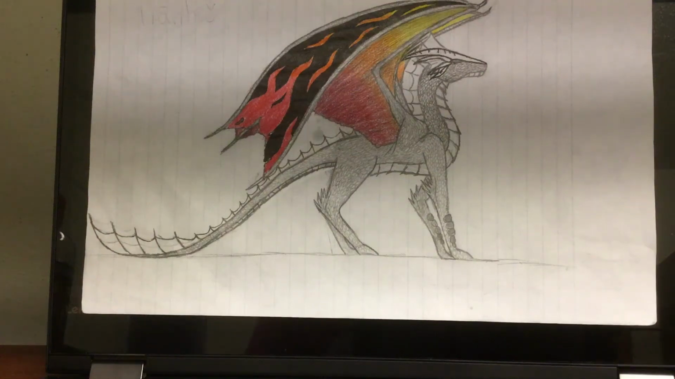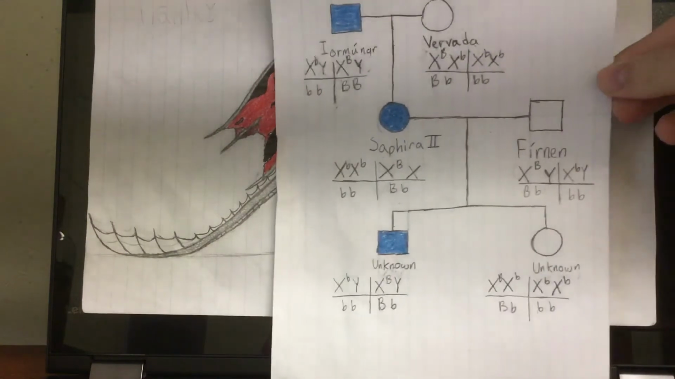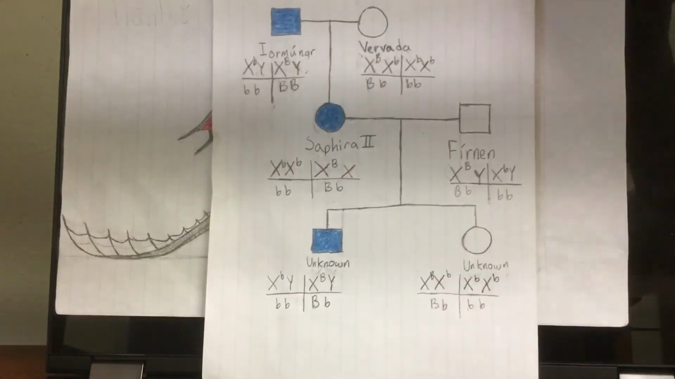Hello there. Today I will be discussing alleles and pedigrees, basically how you inherit different alleles, or can, and I will be using dragons, obviously. My example is Saphira and her family.